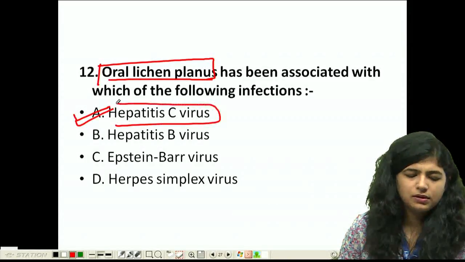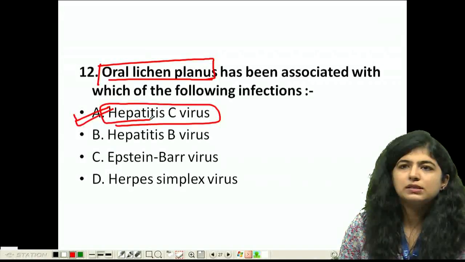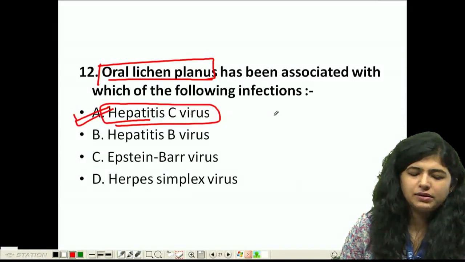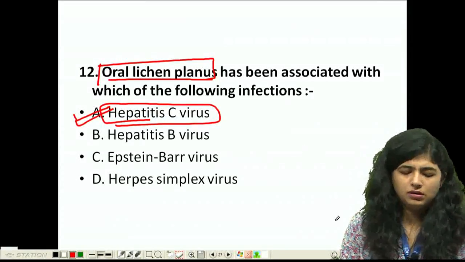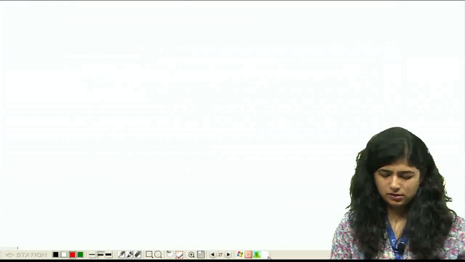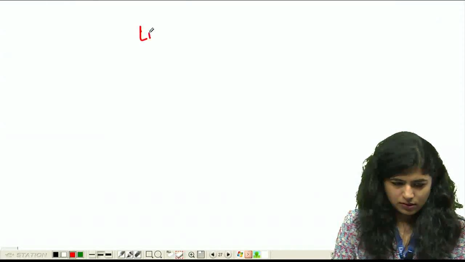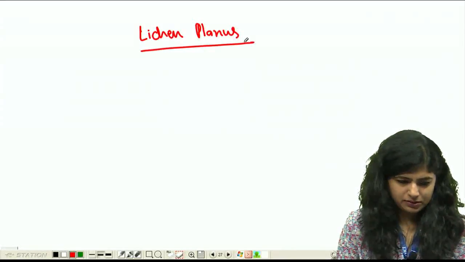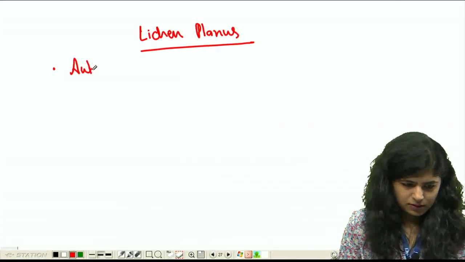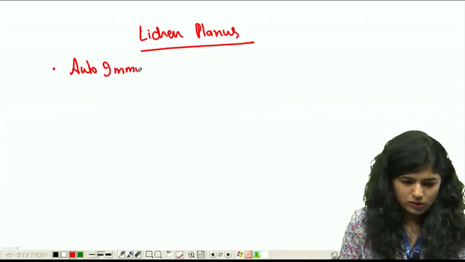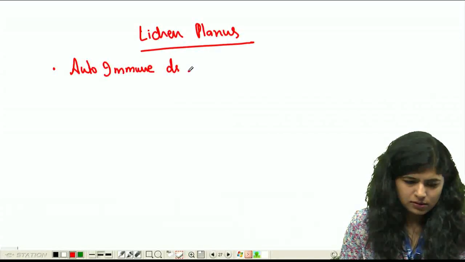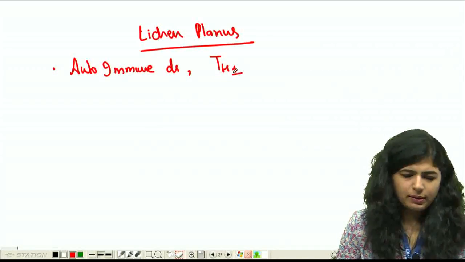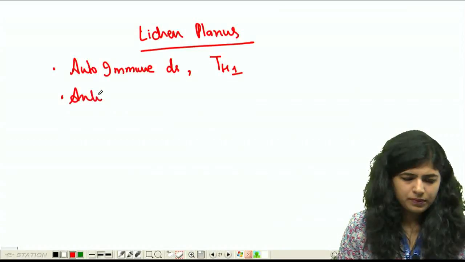Hepatitis C. Oral lichen planus is associated with hepatitis C. For that, let's go and see the associations of lichen planus. This is otherwise an autoimmune disease, Th1 type. The antigen here is unknown.